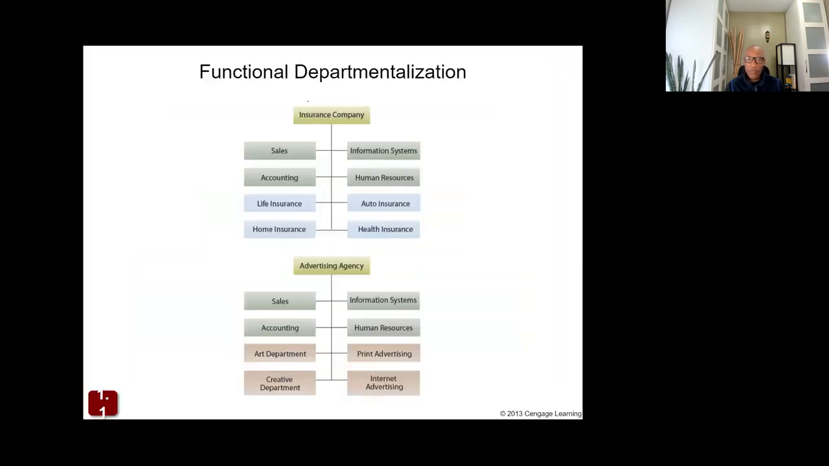So when we think about functional departmentalization, again, this is how we are structuring the organization. We can look at it from a sales, accounting, if it's an insurance company, different types of things. If it's an advertising agency, sales, accounting, art department, and so on.